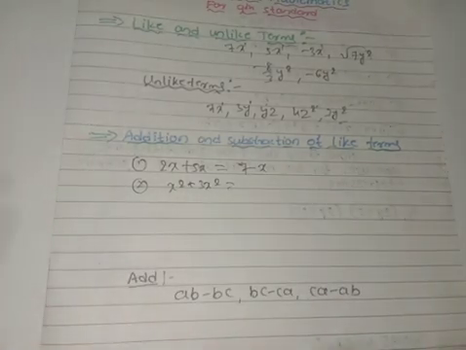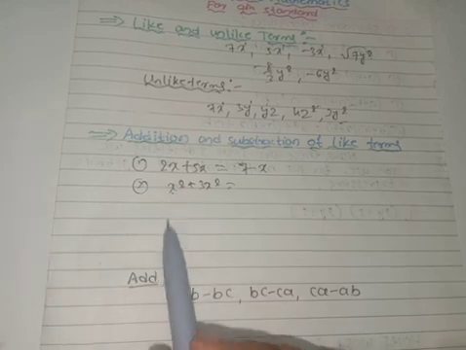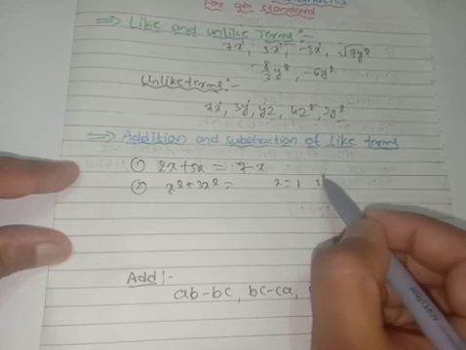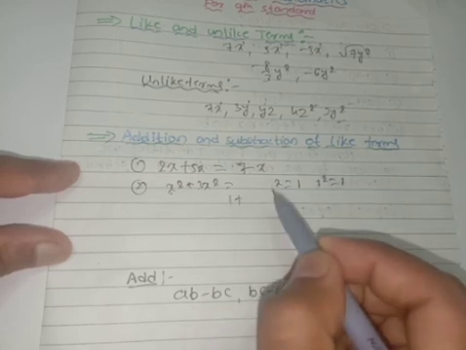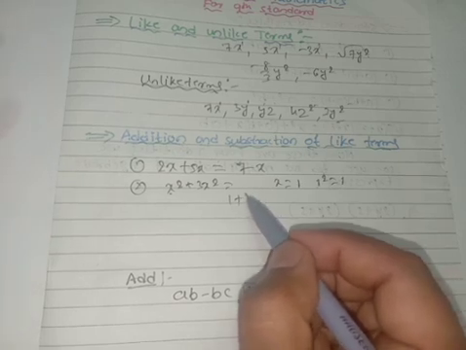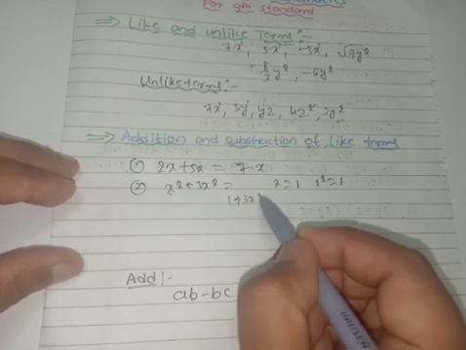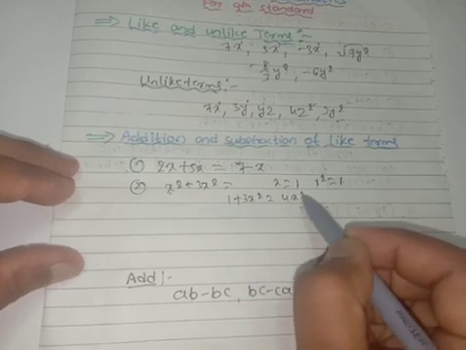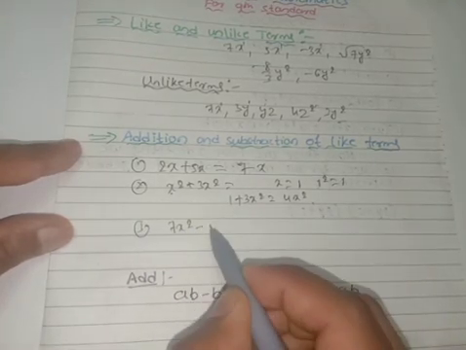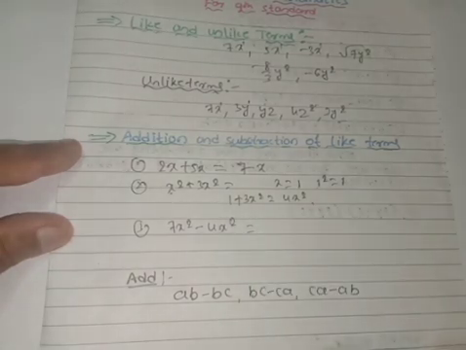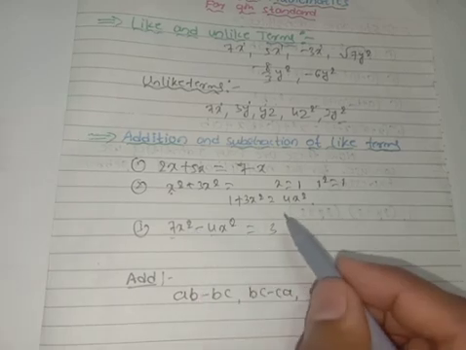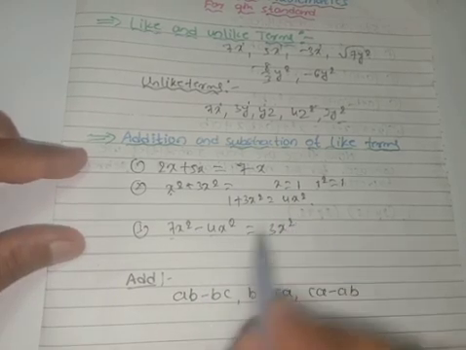x square plus 3x square, and what is the coefficient of x square here? 1. 1 only. So 1 plus 3 means what? Here comes 4x square. So another example, 7x square minus 4x square. Here we simply subtract: 7 minus 4 is 3, and the power and variables are the same, so keep it as x square, giving 3x square.